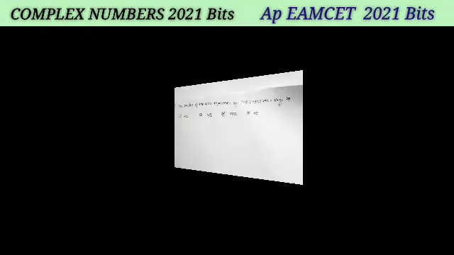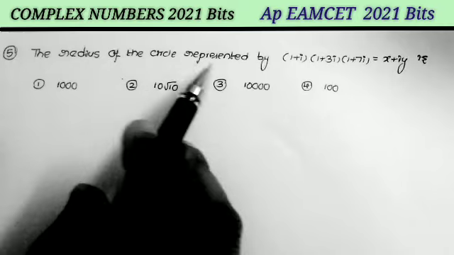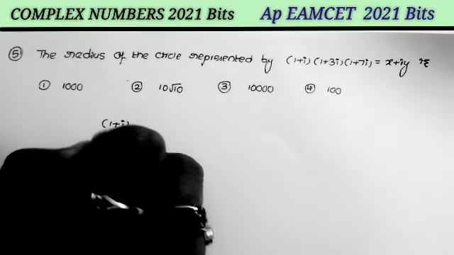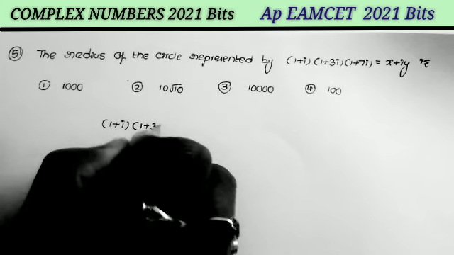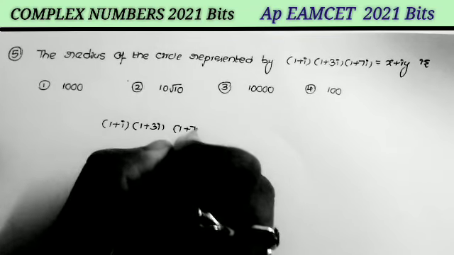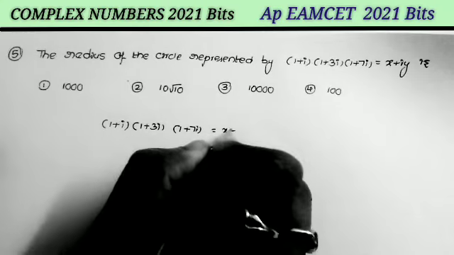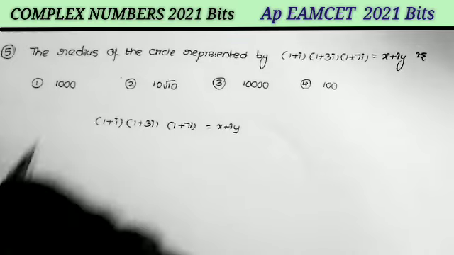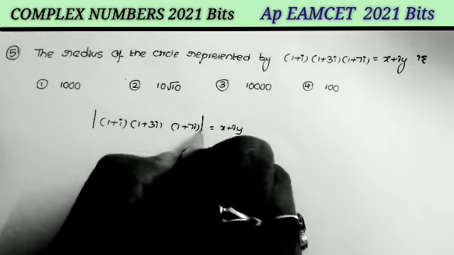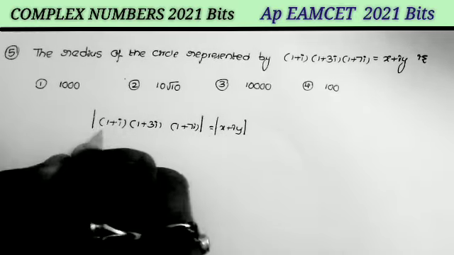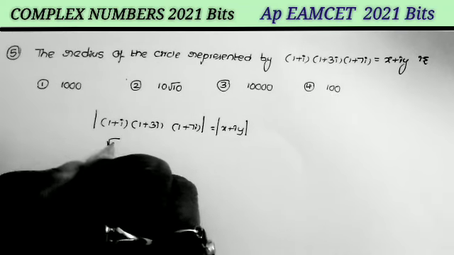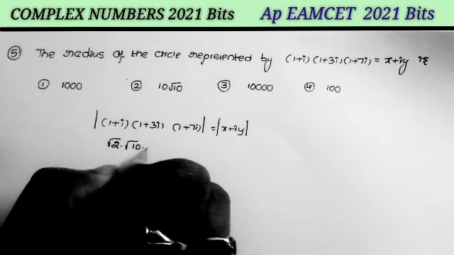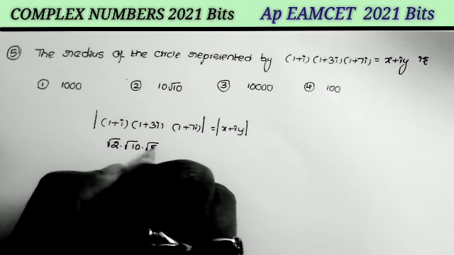Okay, so the next problem: the radius of the circle represented by the equation (1 plus i)(1 plus 3i)(1 plus 7i) is equal to x plus iy. What is the radius of the circle represented by this equation? To find the circle equation, first I am applying the modulus to the given equation. Now what is this value? Square root of 1 plus 1 is equal to root 2. Square root of 1 plus 9 is equal to root 10. Square root of 49 plus 1 is equal to root 50.